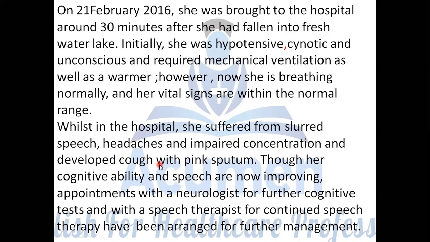developed cough with pink sputum. So here I could have said, impaired concentration and cough with pink sputum. That way also it is possible, but I decided to write a new sentence because cough was something that she developed during hospitalization. So again, this is a parallel sentence. She suffered from and developed. Both the sentences have the same subject, she, and they both are written in past tense. So there is no comma before and here because I have connected a dependent sentence.